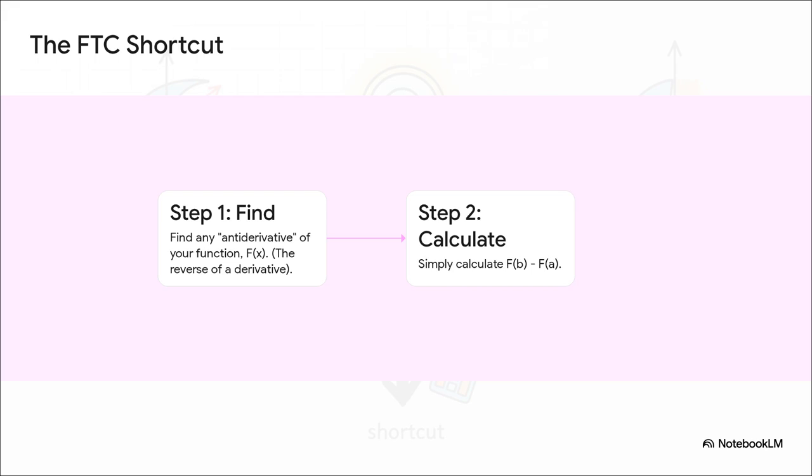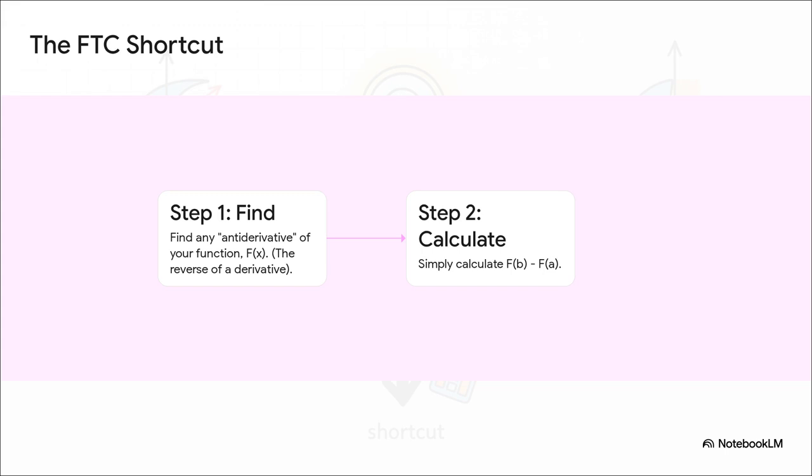But the fundamental theorem of calculus, the FTC, it's like a master key. It turns that infinite problem into two dead simple steps. First, you just find a function whose derivative is the one you started with. We call that an antiderivative. Then, you just plug in your endpoint and your start point and subtract. That's it. All that infinite complexity solved with a little subtraction.